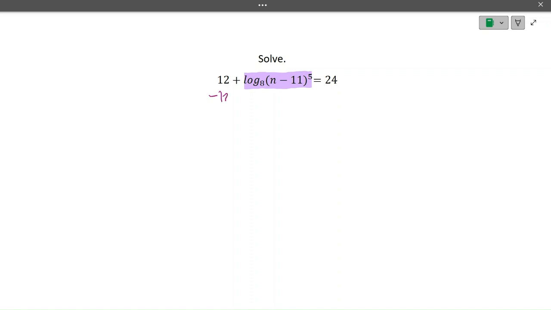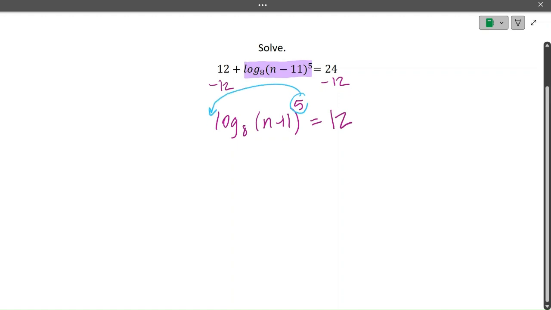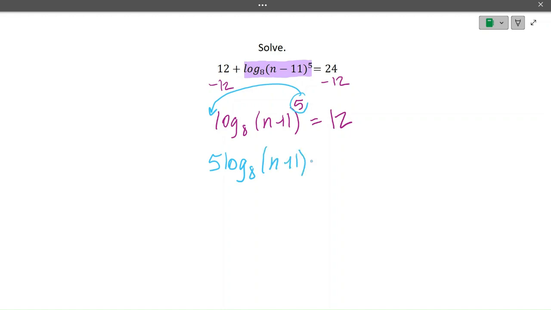So that means I'm going to start by subtracting 12 from both sides. When I do that, I'm left with the log base 8 of (n minus 11) to the power of 5 equals 12. Now, if you remember from your log properties, when you have an exponent, you can kick it up front. So we're going to go ahead and do that because it's going to make it easier for us in the long run. So we're going to say 5 times the log base 8 of (n minus 11) equals 12.